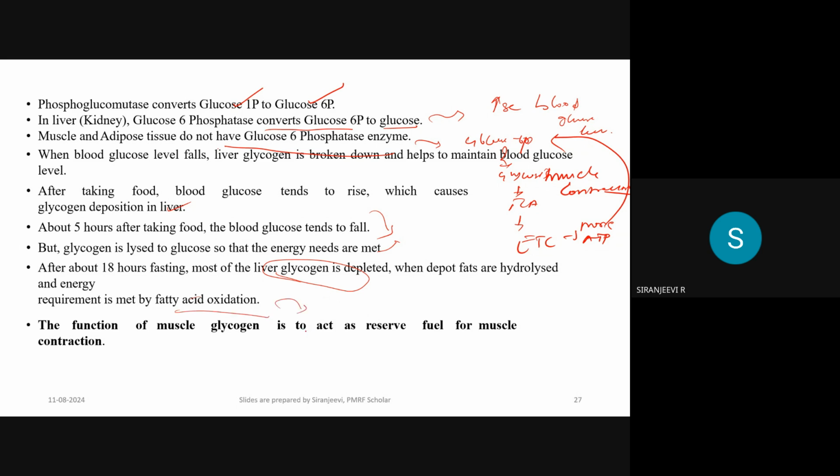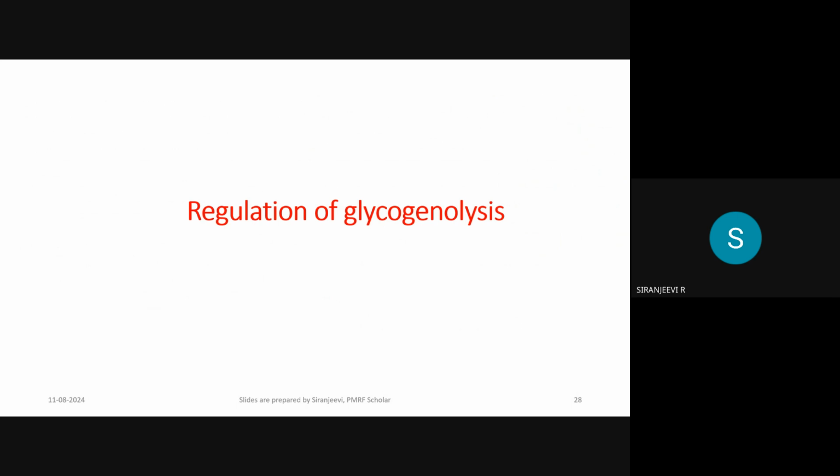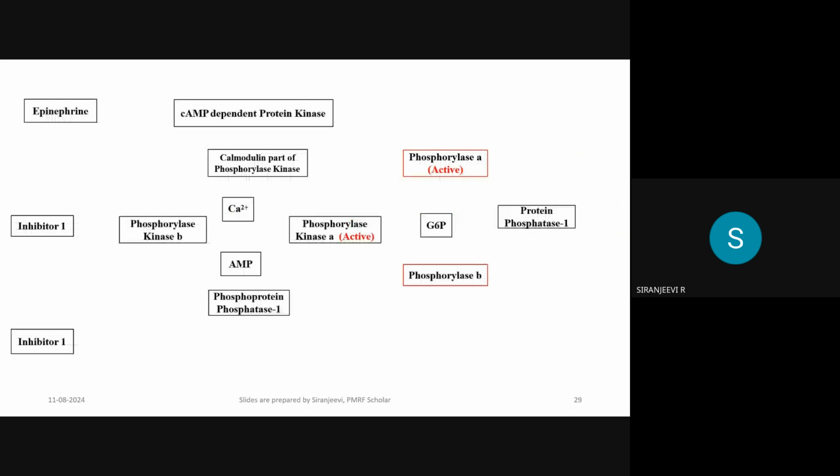The function of the muscle glycogen is always to act as a reserve fuel for muscle contraction, and muscle contraction is also induced by calcium (Ca2+). We will see in the upcoming slide how this regulation happens. First we will see the regulation of glycogenolysis, then we will go back to glycogenesis.